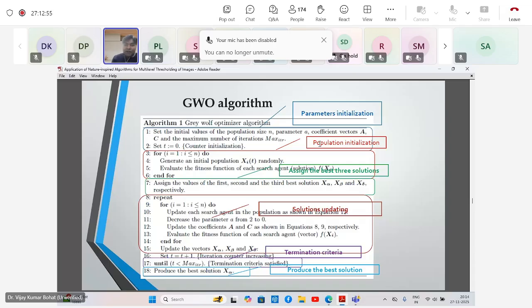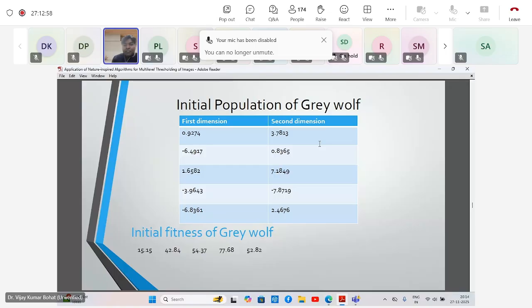Now, an example is given in the slide. It's the same fitness function, x1 square plus x2 square. Suppose I generate 5 different gray wolves, for example 0.9274, 3.7813. The leftmost is x1 and the rightmost is x2. Then for these 5 rows, I can evaluate their fitness by putting their values into x1 square plus x2 square. So that will be my fitness: 15.15, 42.84, 54, 77, 52.